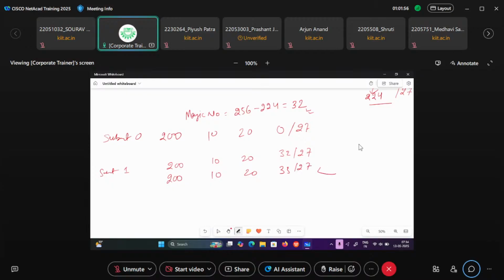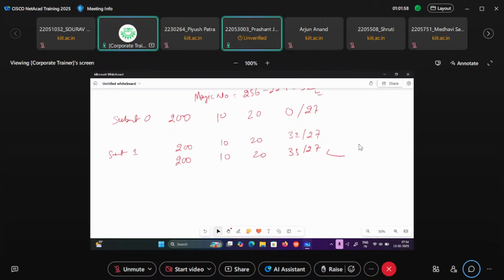200.10.20.33/27. First IP. Suppose I'm not using subnet 0. Suppose I'm not assigning subnet 0 to the host. I'm starting with subnet 1 and assigning the IPs to the host from subnet 1. So in this case, what will the first IP for the host be? 200.10.20.33/27. Yes or no? Yes, sir.